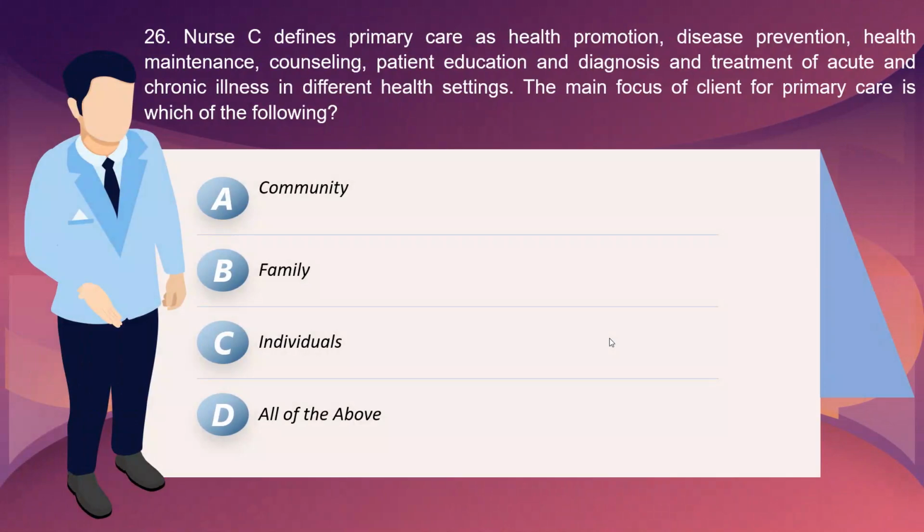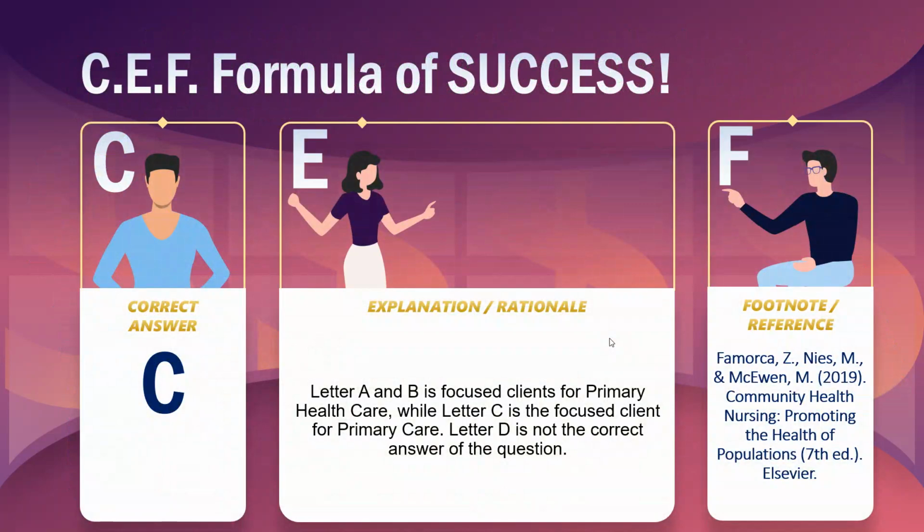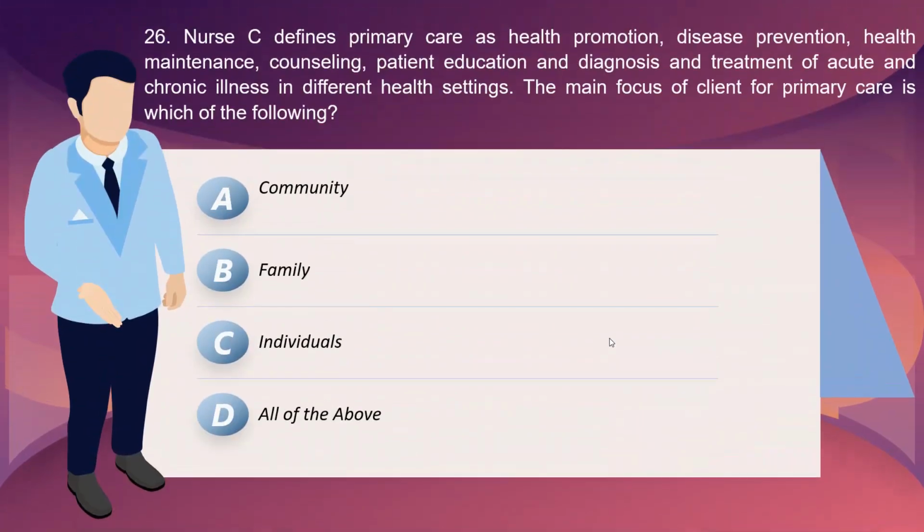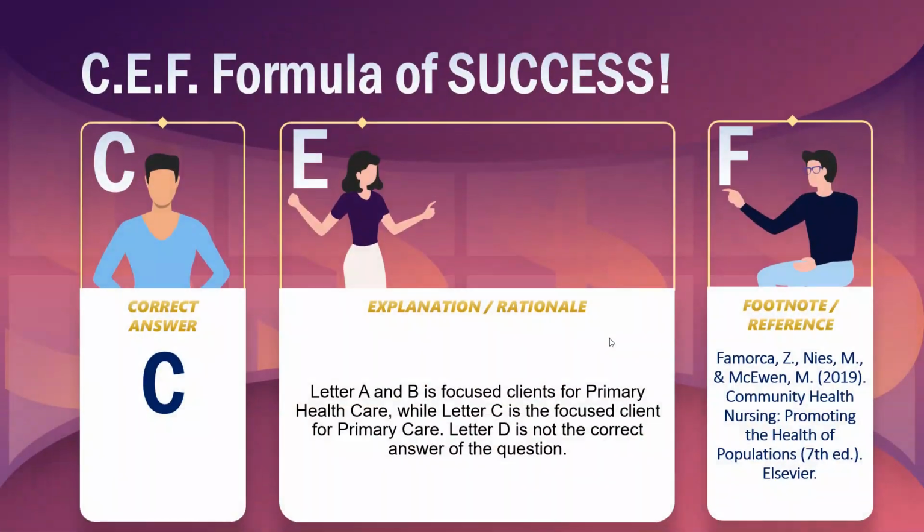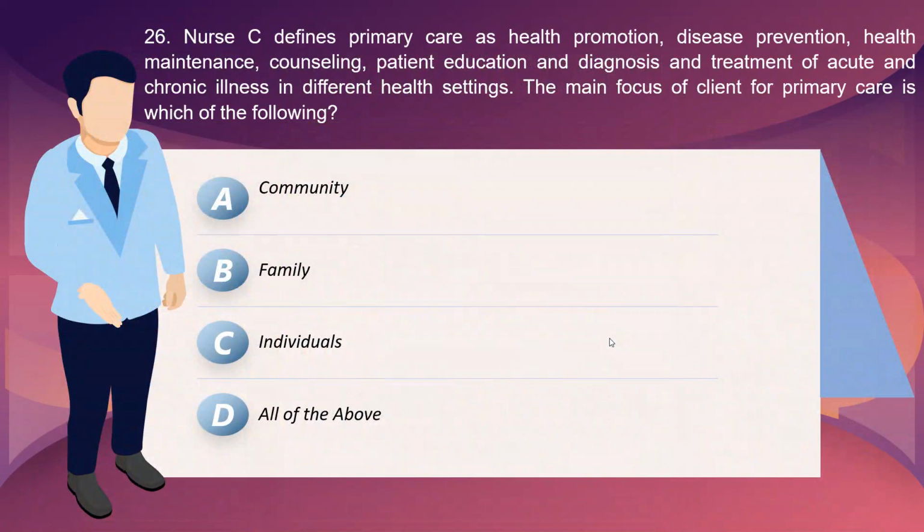26. Nurse C defines primary healthcare as health promotion, disease prevention, health maintenance, counseling, patient education, and diagnosis and treatment of acute and chronic illness in different health settings. The main focus of clients for primary care is which of the following: A. Community, B. Family, C. Individuals, or D. All of the above. The answer here is letter C. Letters A and B are focused on primary health care, where letter C is focused on primary care. Letter D is not the correct answer. So the answer for number 26 is letter C, individuals, because the question is asking about primary care, not primary health care. When you talk about primary health care, it has to focus on the community. So the answer for 26 is letter C.